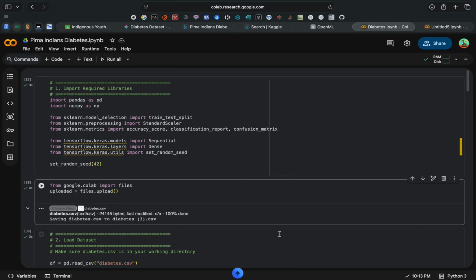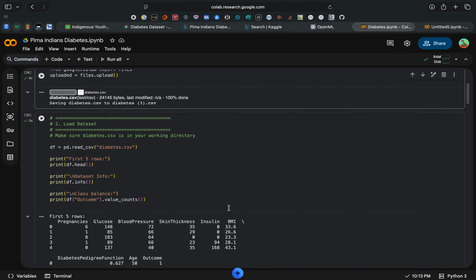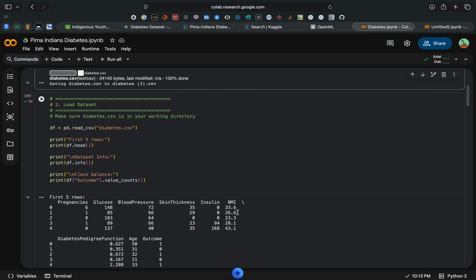First, I import the libraries. I use pandas and NumPy for data handling, scikit-learn for splitting the data set, scaling the features, and evaluating the model, and TensorFlow Keras to build the neural network. Next, I upload the data set in Google Colab. I use the Colab file upload tool to upload diabetes.csv, and then I load it with pd.read_csv diabetes.csv. I print the first 5 rows, the data set information, and the class balance so I can understand the structure of the data before building the model.